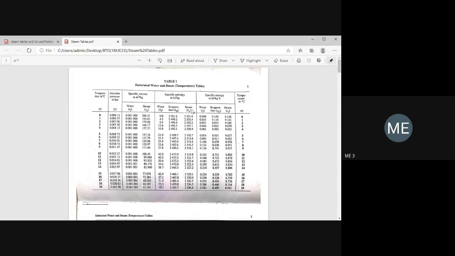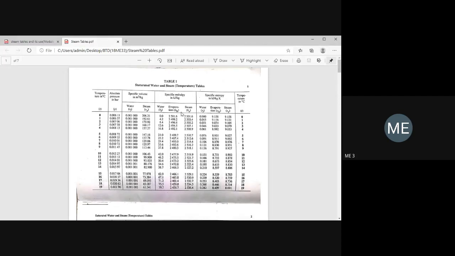Then how do we define the total heat of steam? Total heat is hf plus hfg. It is the amount of heat required to convert 1 kg of water at 0 degrees Celsius to 1 kg of dry saturated steam at saturation temperature. Next, we have entropy also. The advantage of the steam table is that we can find out the entropy also. The water is represented by sf, evaporation by sfg, and steam by sg. Once again, sg is the summation of sf plus sfg.